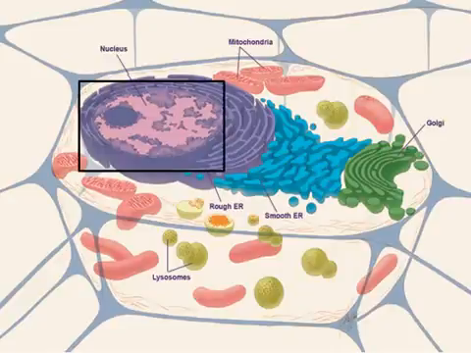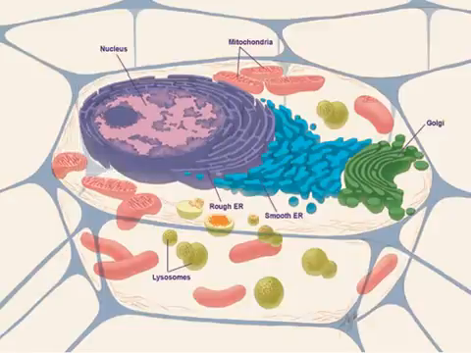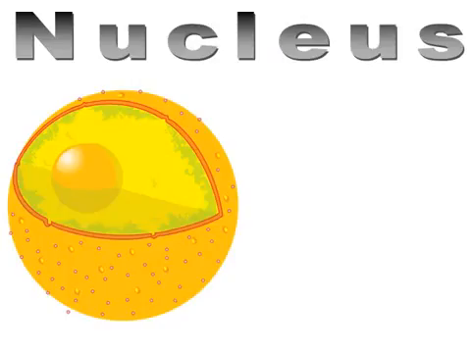So when we come back to this picture we saw earlier, here we have the next part I want to mention. You can see the black square highlighting the nucleus. Let's zoom in for a closer look. When we zoom in, here we have the nucleus.